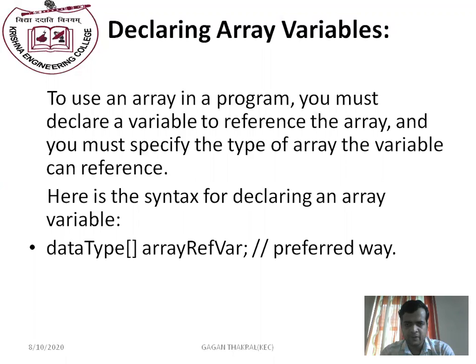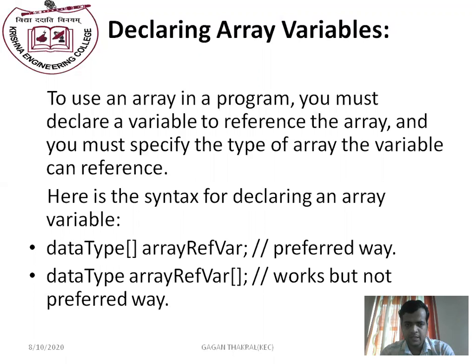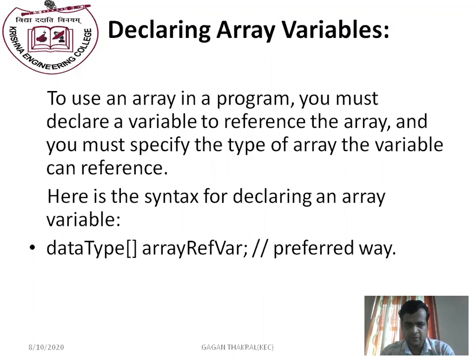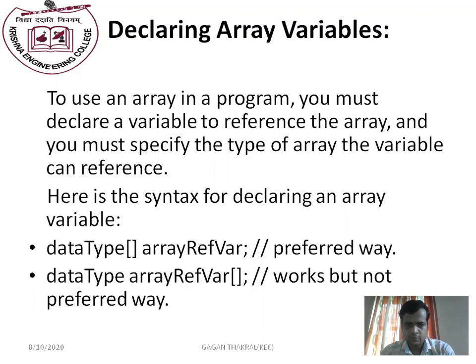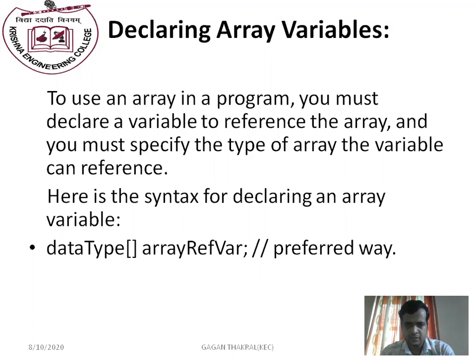This is the preferred way. The next way to declare the array is, first of all, we write the data type, then the name of the array, then square brackets. It will also work in Java, but the preferred way in Java is this. We can declare the array in both ways in Java, but the preferred way is this.